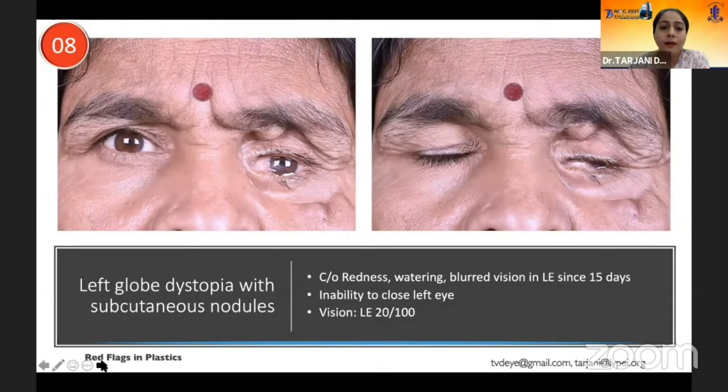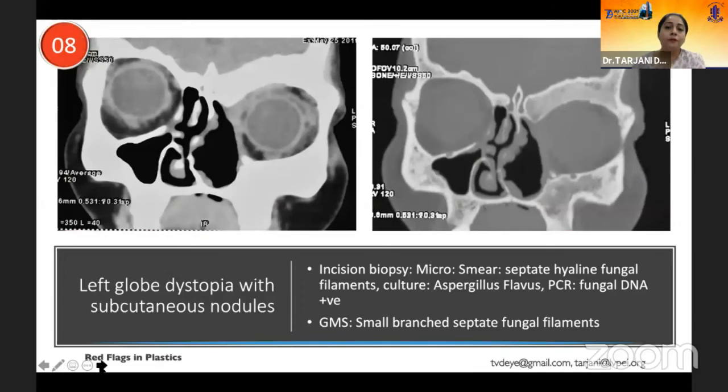Another lady here complains of left-sided ocular surface symptoms, redness, watering, and blurred vision since 15 days. She has an inability to close her eye, as you can see over here. She has had this abnormal appearance for over 10 years, and she now has the subcutaneous nodule, as you're able to see over here. So what do you do with her? Obviously, you need tissue diagnosis here, but before that, you'd go in for a scan.